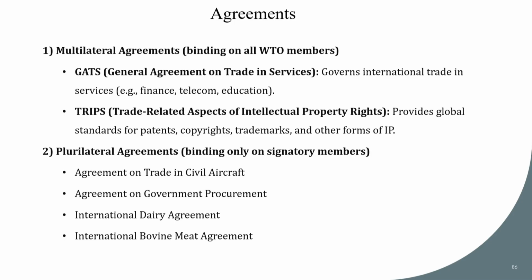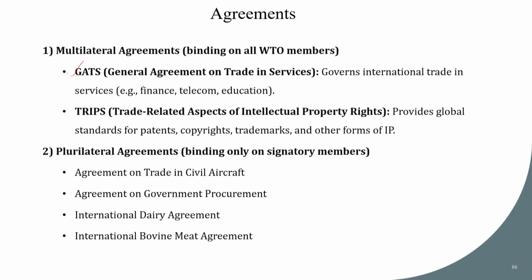One is called multilateral agreements, that means binding on all WTO members, each and every member of the WTO. Of this, one is GATS, that means General Agreement on Trade in Services. And the second one is called TRIPS. You might have often heard this term TRIPS in the WTO context. That means Trade Related Aspects of Intellectual Property Rights. Here WTO provides global standards for patents, copyrights, trademarks and other forms of intellectual property.